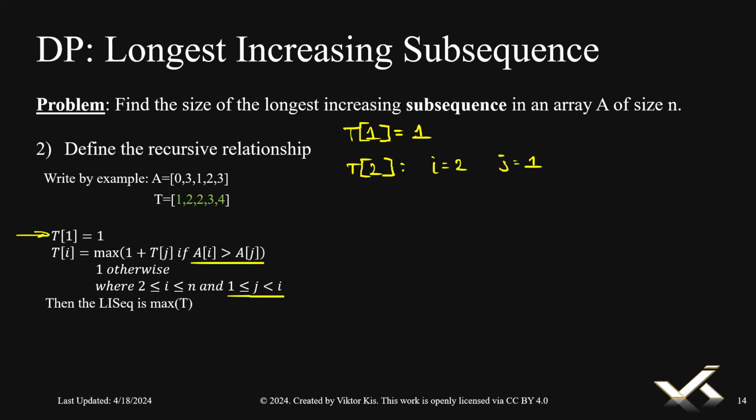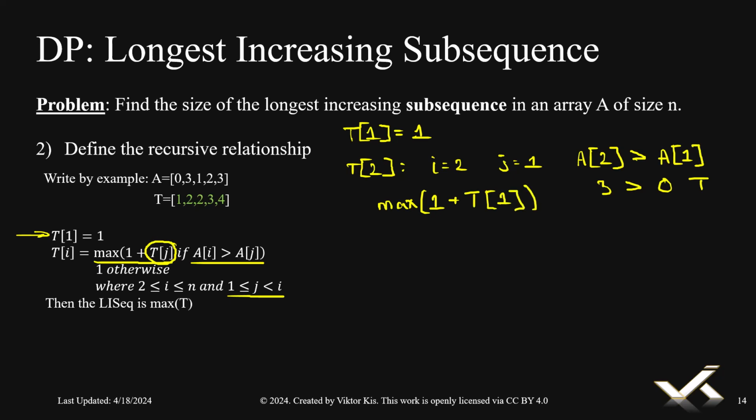That is, a at i equals 2 is greater than a at j equals 1, which is 3 greater than 0, and that is true. So we add this to the candidate max of 1 plus t at j equals 1, and t at 1 is 1. Since there are no other j's to loop over, this simply becomes 1 plus 1, which is equal to 2. Then we iterate i to 3, and now j goes from 1 to 2, and we look for candidates.